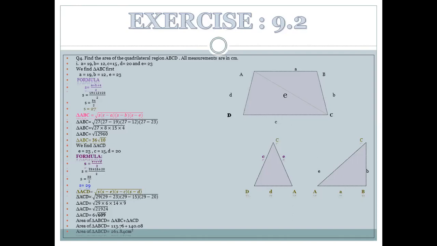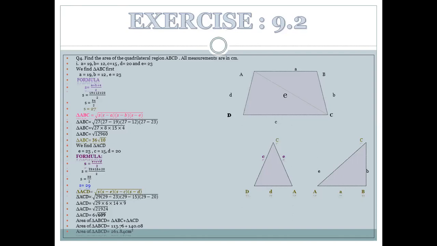So triangle ACD has sides E, C, and D. According to our formula, S is equal to C plus D plus E by 2. Instead of A and B, you write CD, because in the diagram these sides are given. After calculating S, we find S minus D, S minus E, S minus C. Putting the values, the area becomes 6 under root 609.